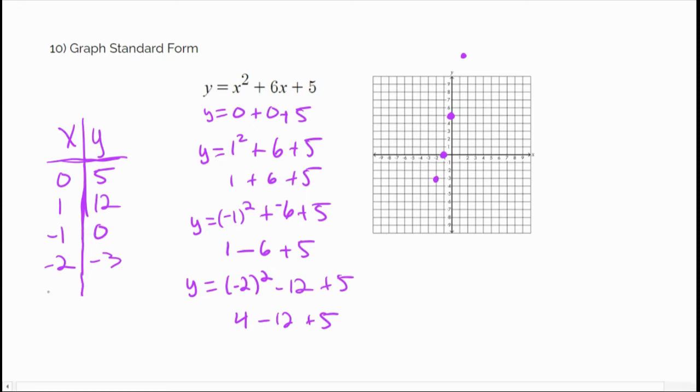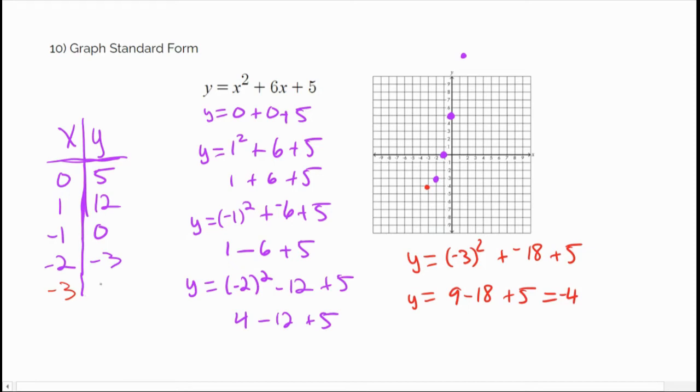I'm running out of room, so I'm going to go ahead and switch colors, but I'm going to keep going with -3 here to see what I get when I plug it into our equation. -3 squared plus 6 times -3, which is -18, plus 5. Y equals 9 minus 18 plus 5. 9 minus 18 is -9, plus 5 is -4. And boom, I realize now I can see that it's going to be my vertex.